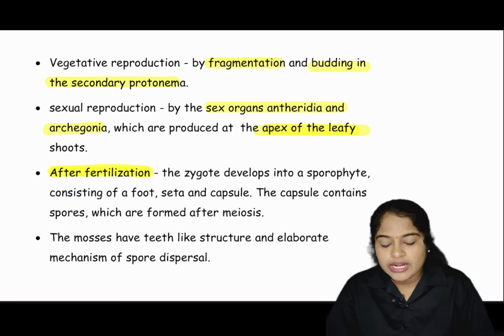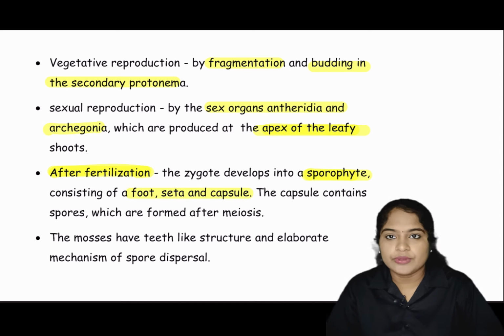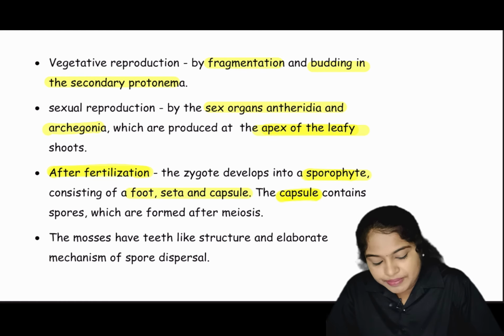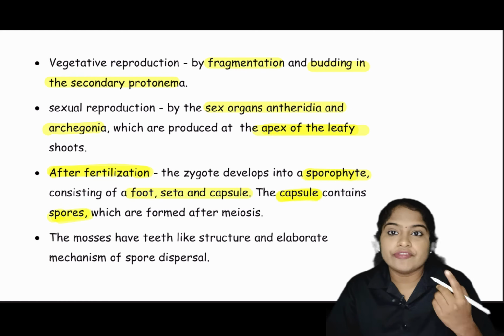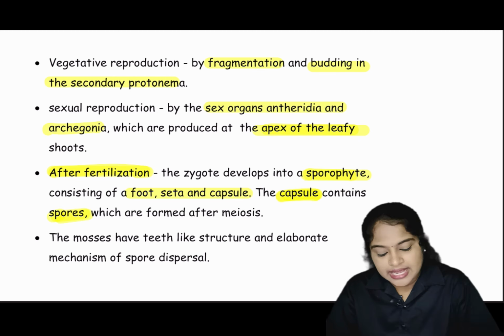After fertilization, what will happen? The zygote develops into a sporophyte. So this sporophyte consists of foot, seta and a capsule. It consists of three parts, that is foot, seta and a capsule. And this capsule is the place where spores will be formed after meiosis. So the spores are formed after meiosis inside this capsule.